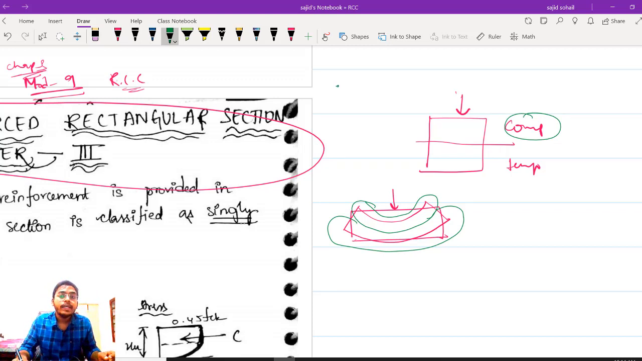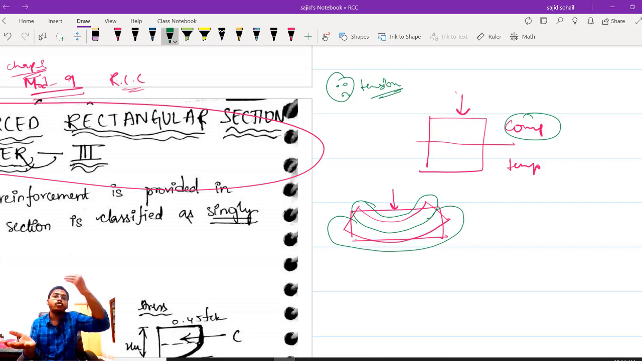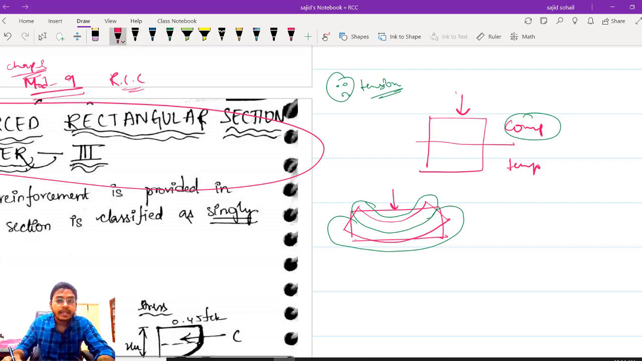But concrete is weak in what? It is weak in tension. Concrete cannot take tension. It has very little tensile strength, hardly 1/7 to 1/10 of its compressive strength. So obviously, to take these tensile forces, what are we doing? We are keeping reinforcement bars. We are keeping some reinforcement.